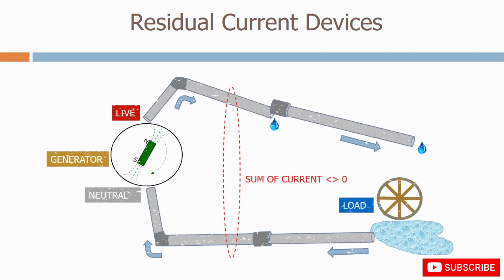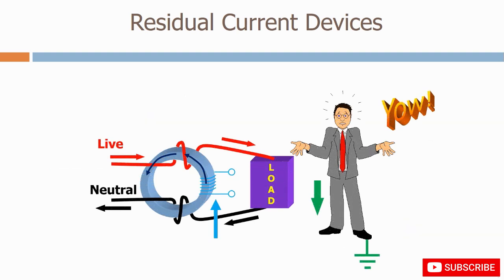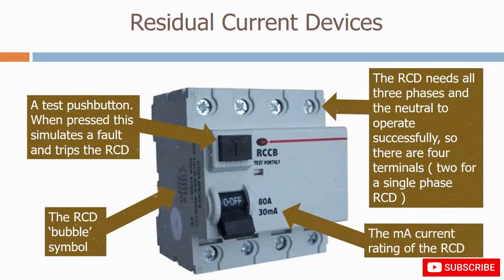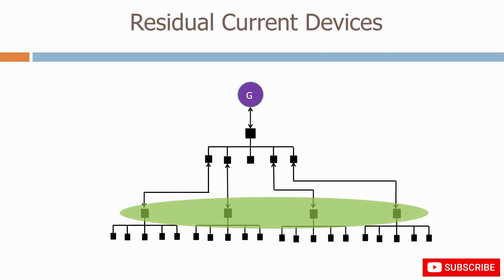In the next section, we look at residual current devices, which are one of the key safety features of a site distribution system. We start by going back to first principles, looking at how a residual current device or RCD operates. We then look at how an RCD is constructed and how it deals with a fault. Next, we look at the key features of an RCD. And finally, we look at the key things you need to consider when positioning an RCD in the distribution network.